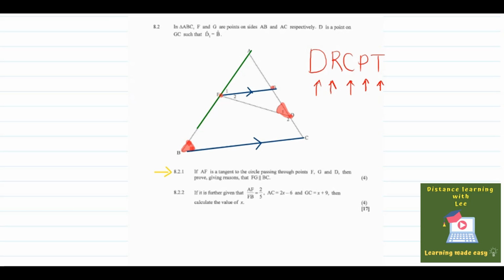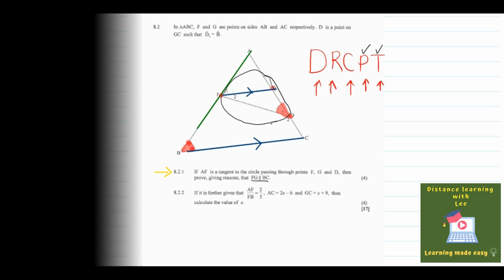The first thing we're going to do with this question is we're going to draw this circle. So we're going to draw a circle that touches points F, G, and D. Okay, so that's the circle that we're working with. Okay, and we've got a tangent. So already guys, we can see that in this question, we are working with the tangent and we're going to be working with parallel lines, if we can prove that FG is parallel to BC. I'm just going to redraw this question so that you are able to follow properly.